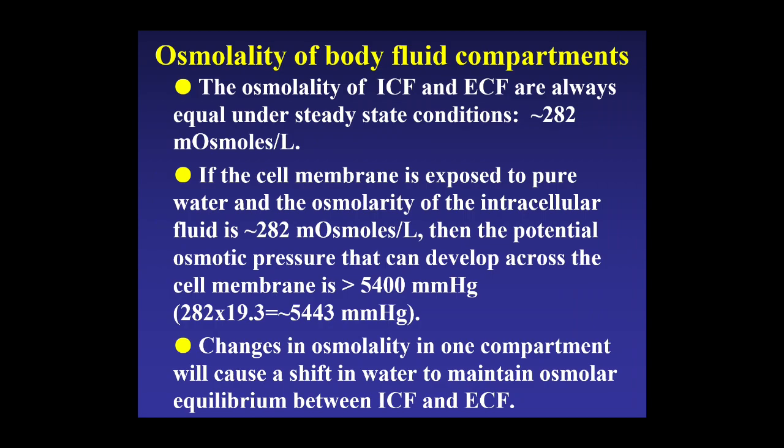If you put it in pure water with osmolarity of 0, and inside the osmolarity is 300, multiply 300 by 19.3. The pressure that you will generate inside the cell is 5443 millimeters of mercury. That's why these cells will rupture. If you put any cells in pure water, they will rupture before they get to that pressure, and they cannot handle this kind of pressure. Your blood pressure is 120/80. This is 5,443. The cell will rupture way before you get to that point.